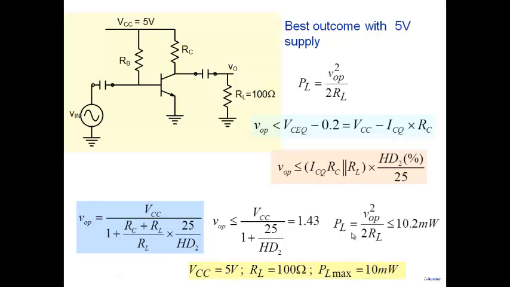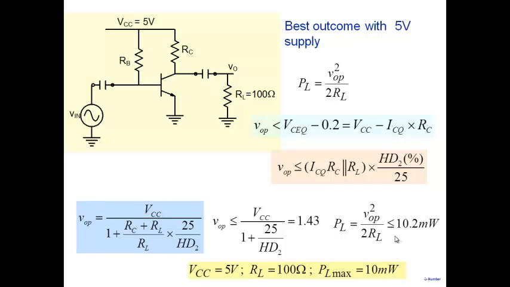Well, so you go to your boss and you tell him that I can't give you what you are asking. I'll give you maybe 10 milliwatts is the maximum that I can give you if you have a supply voltage of 5 volt and RL equal to 100 ohms, right? So this is what you have found. You've taken this particular circuit, you've done the optimum design, and you're finding that the best that you can do is 1.43 volts and power will be 10.2.